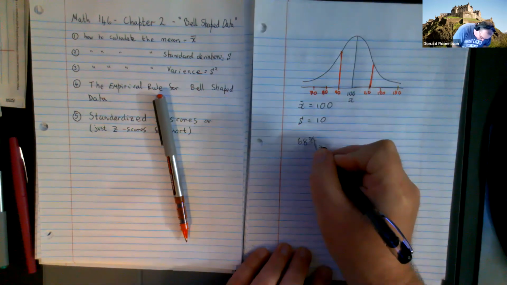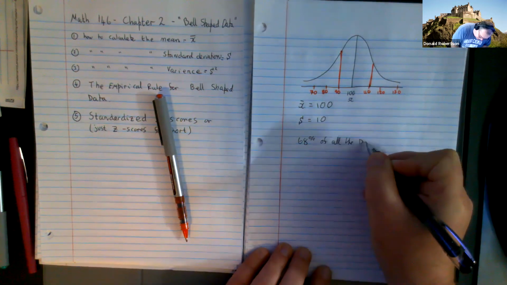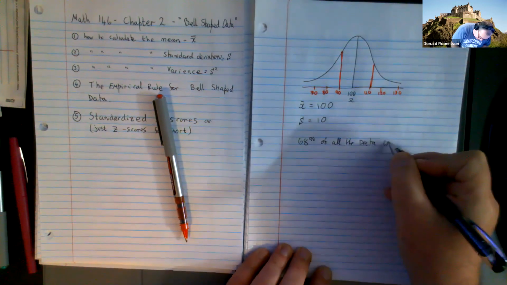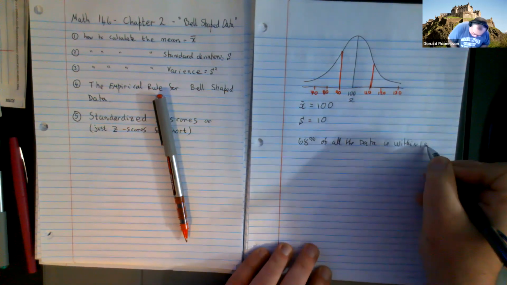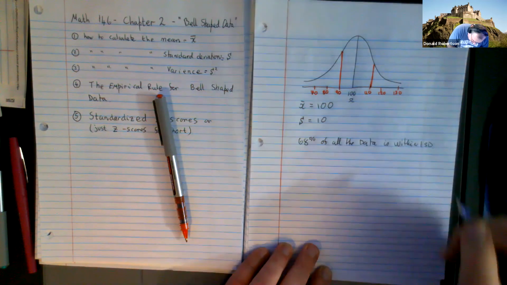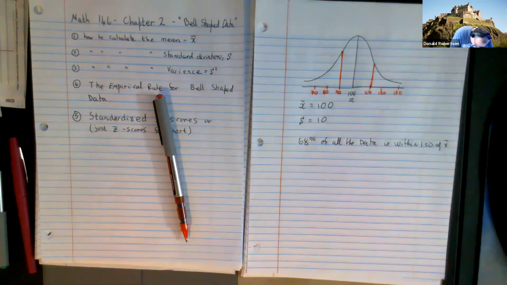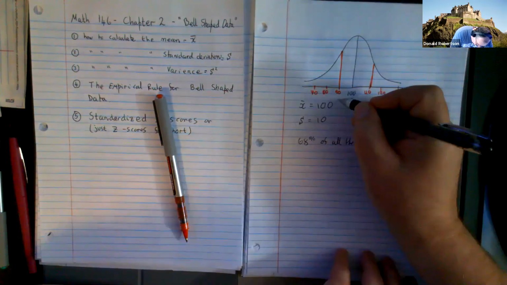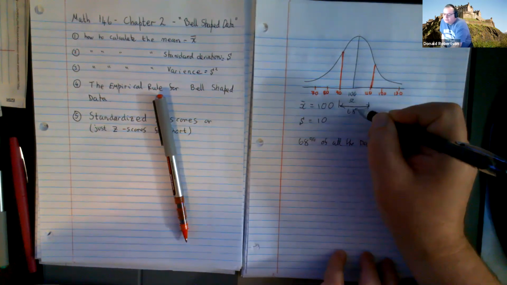68% of all the data is within 1 standard deviation of the mean. So from there to there, 68% of all the data.